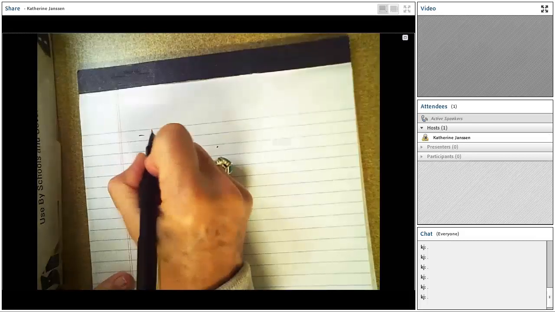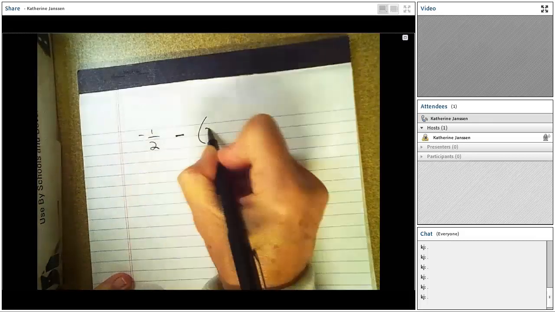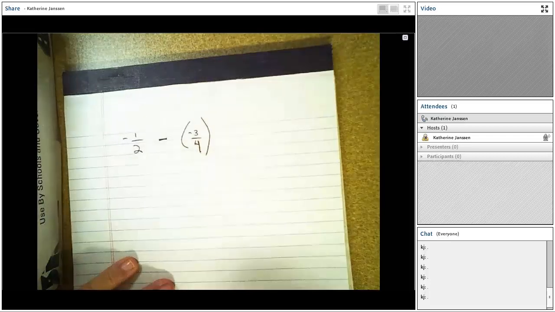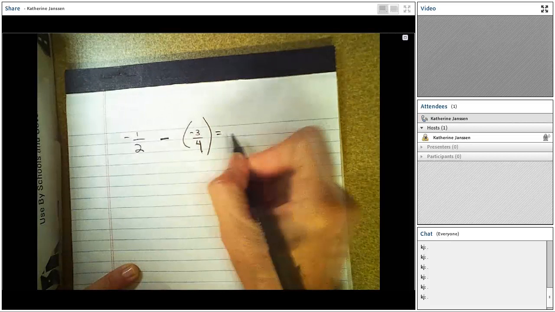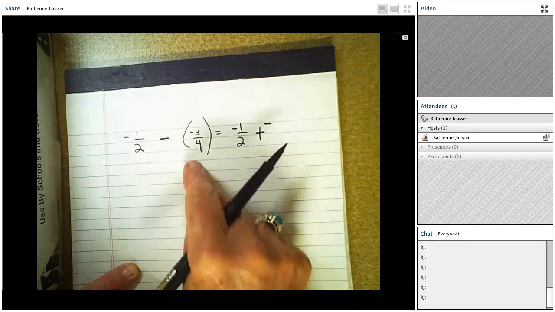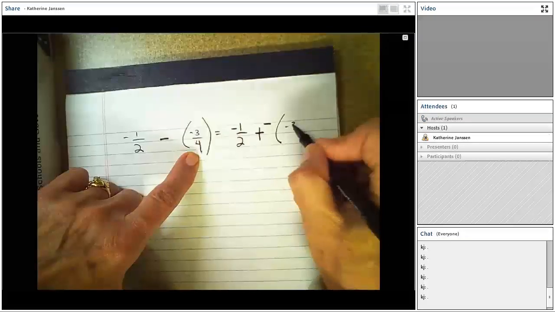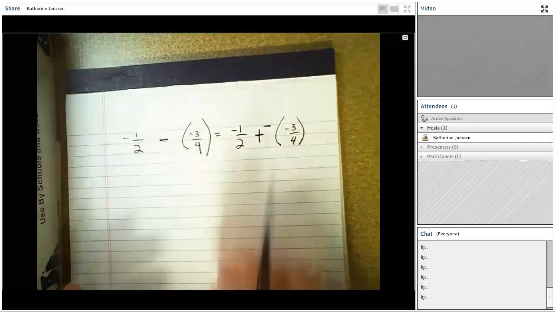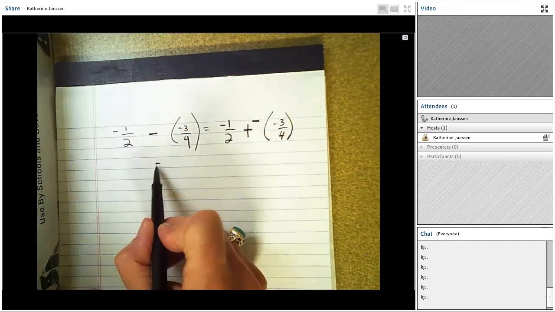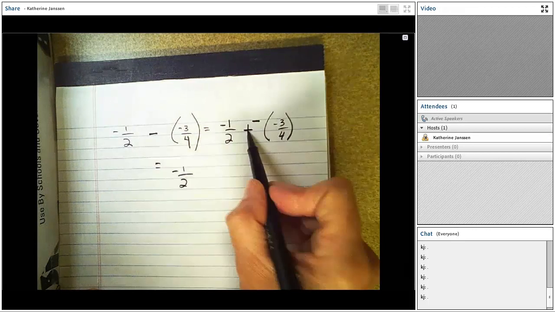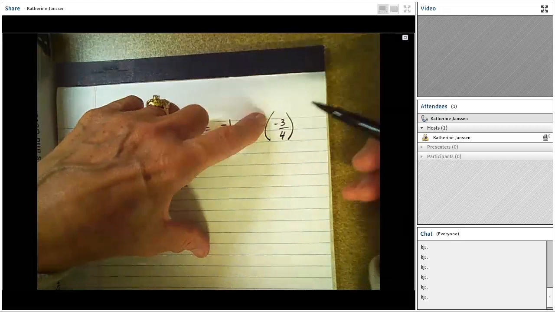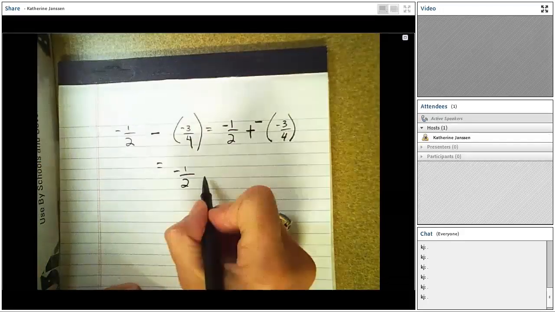Example with fractions, negative 1/2 subtract negative 3/4. This is subtraction, so I'm going to change subtraction to addition and add the opposite of the number that I'm subtracting. The number I'm subtracting is a negative 3/4. So I have a negative 1/2 plus the opposite of a negative 3/4. The opposite of a negative 3/4 would be a positive 3/4.